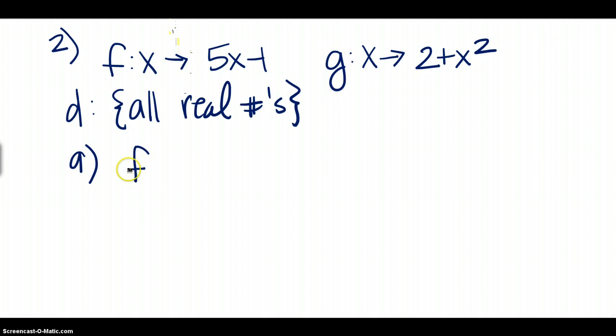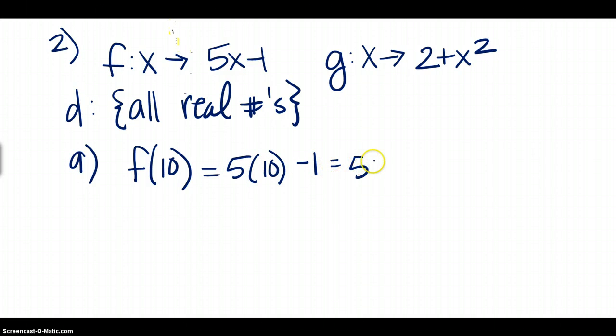So A, we're going to find f of 10. So in this instance, this means we're going to take our function, which was 5x minus 1, and we're going to plug in 10 for x. So 5 times 10 minus 1, which is 50 minus 1, which is 49. So that's our answer for f of 10. So basically we're finding the y value for f when we plug in 10 for x.